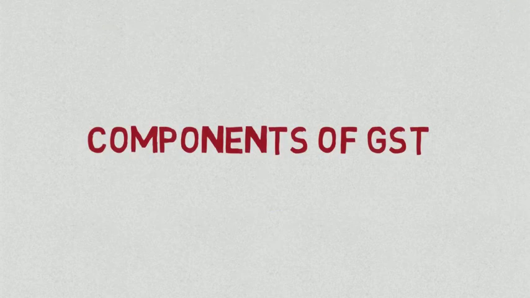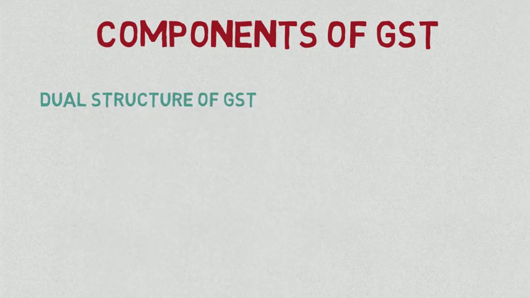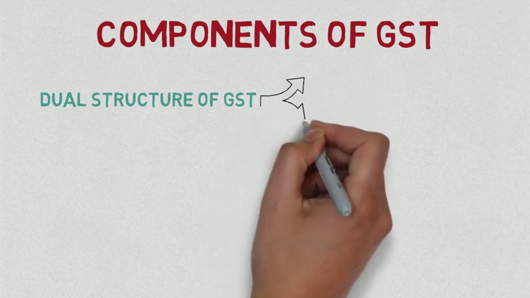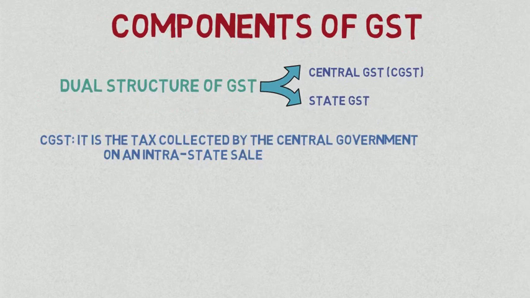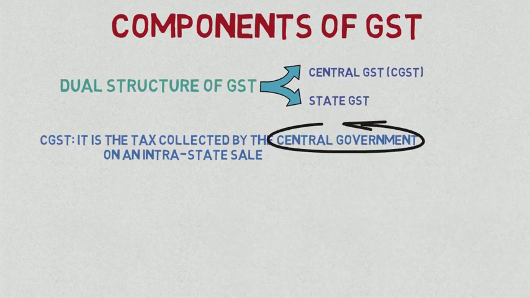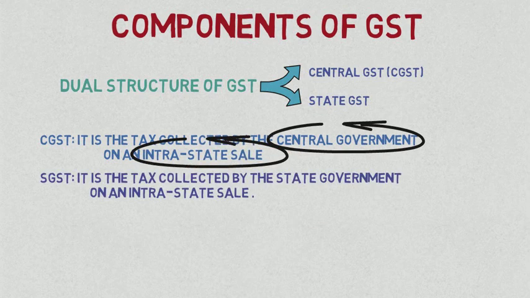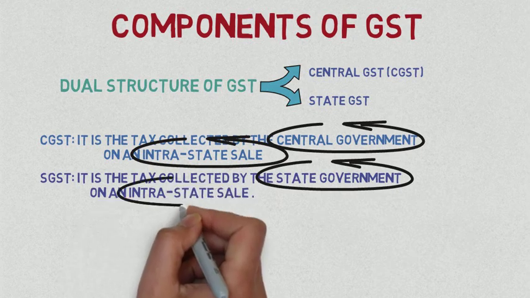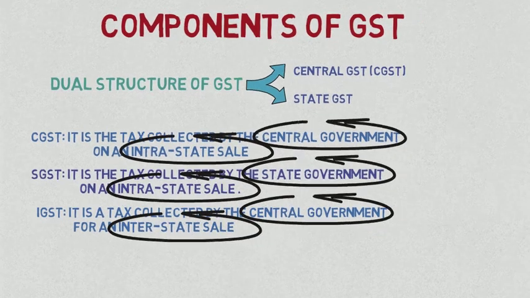Now let's see the components of GST. India adopted the dual GST structure in 2017. India's dual structure has a two-level taxation with a central GST and a state GST. CGST is the tax collected by the central government on an intra-state sale. SGST is the tax collected by the state government on an intra-state sale. IGST is a tax collected by the central government for an interstate sale.